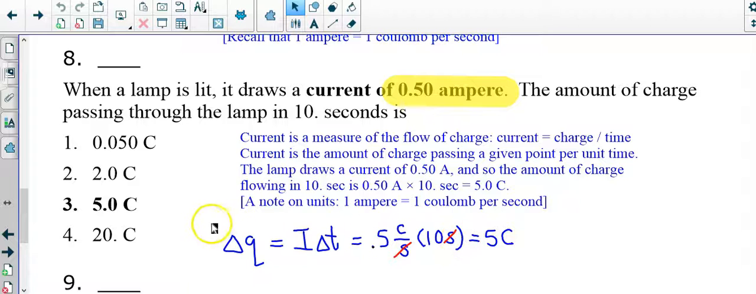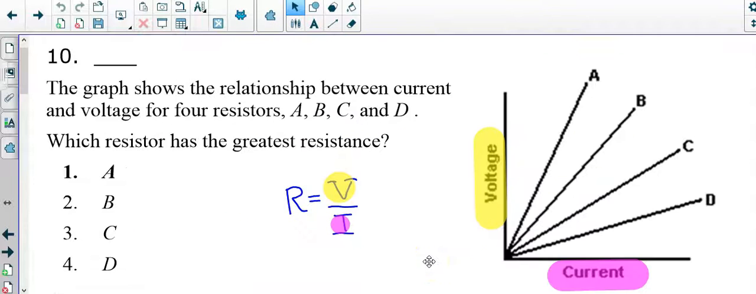All right, let's take a look at another one. Here in problem 10, the graph shows the relationship between current and voltage for 4 resistors, A, B, C, and D. Which resistor has the greatest resistance? When I take a look at these 4 values, A, B, C, and D, we see that the slope of A is higher than the slope of B, and B is higher than C, and C is higher than D. Then we look at voltage on the y-axis and current on the x-axis, and we remember the Ohm's law triangle.